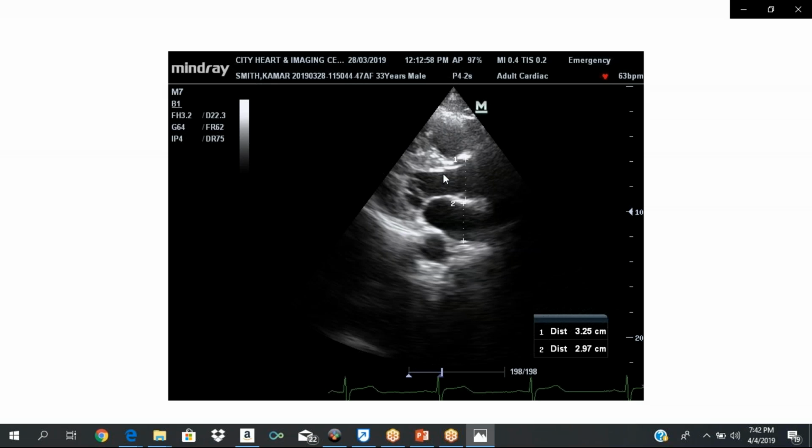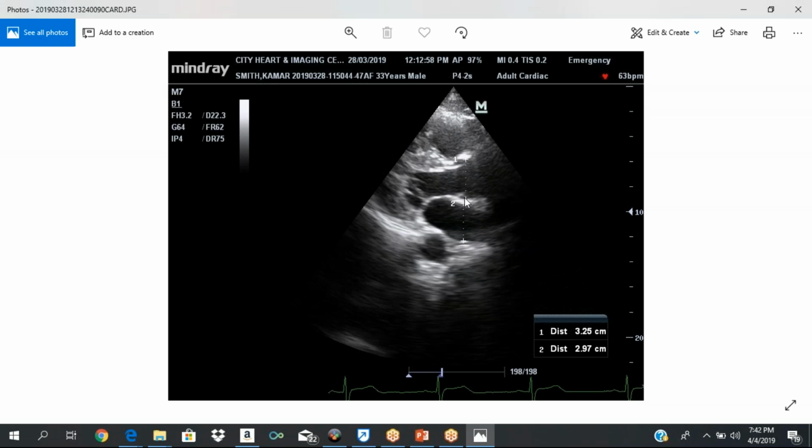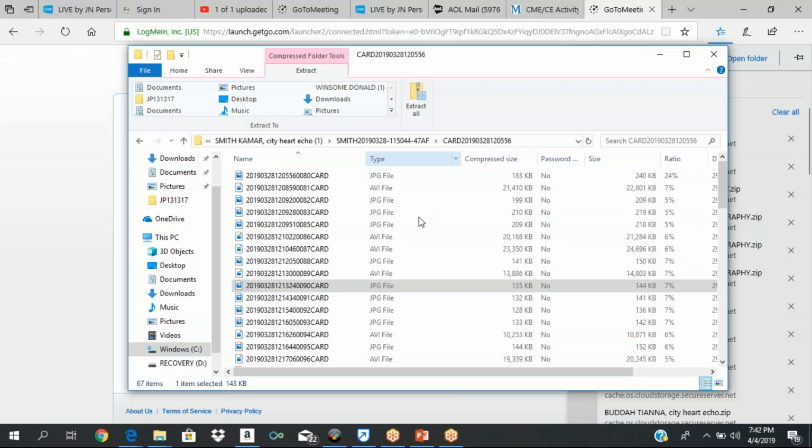Again, the measurement of the aortic root is a diastolic measurement. It's not a systolic measurement. The left atrium, that's a systolic measurement, and the LV cavity size in systole, that's also a systolic measurement.